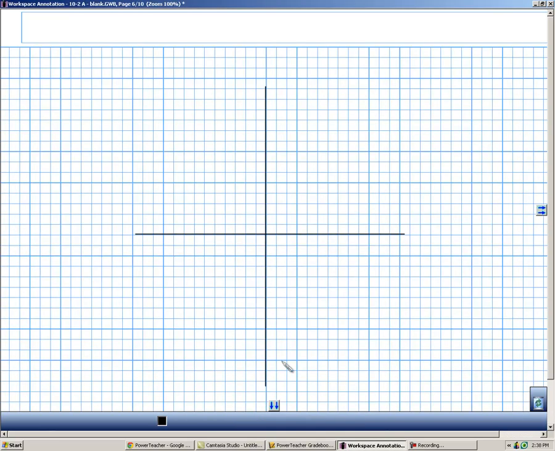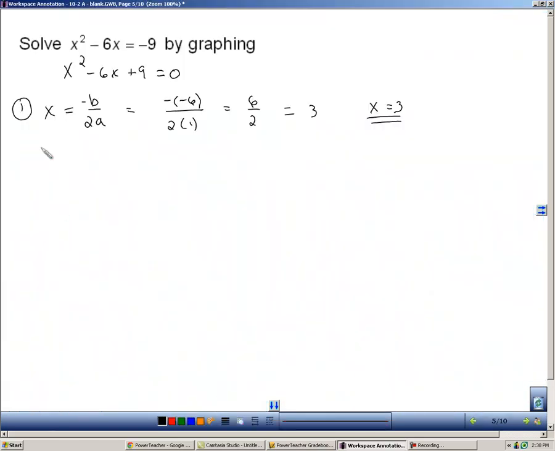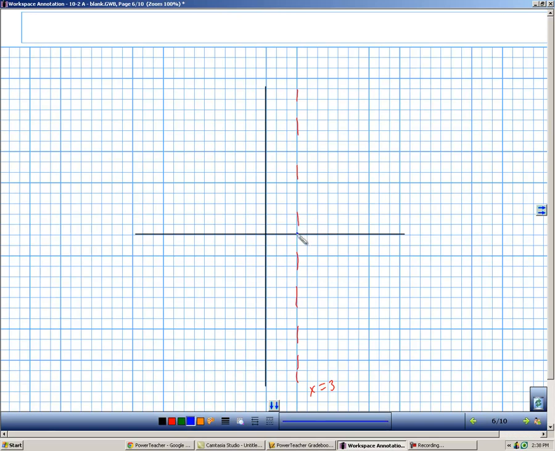I'm going to go to my graph. I'm going to draw an axis of symmetry right here at x equals 3. I know it's going to open up, so I'll write it down here. Next thing I have to do, step number 2, is to find the vertex, and I do that by plugging in the 3 for my x and solving. So plus 9. 3 squared is 9. 6 times 3 is 18. And let's see, 9 minus 18 is -9, plus 9 is 0. So my vertex is 3, 0. Go to my graph, and I'll put 3, 0 there.